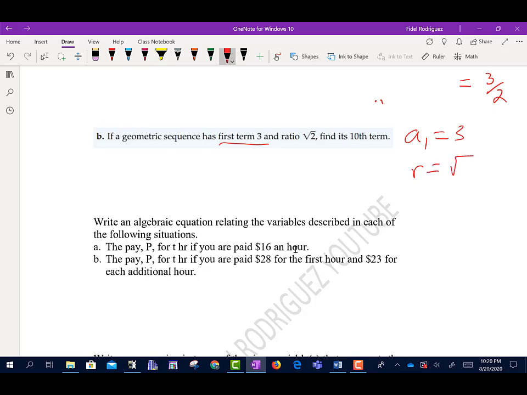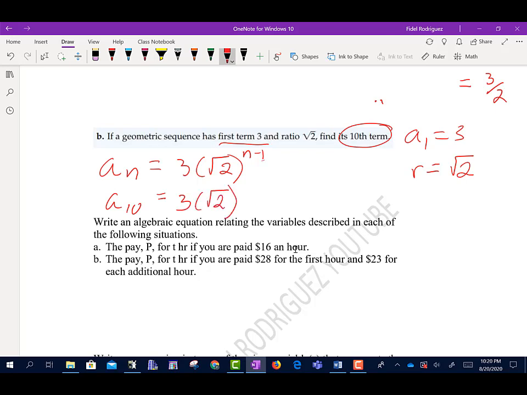And r equals the square root of 2. We want to find the 10th term. Okay, so let's see if we can do that. So a_n equals 3 times the square root of 2 to the power n minus 1. Okay. So now let's find the 10th term. So a_10 is going to be equal to 3 square root of 2 to the power 10 minus 1, which would be 9.